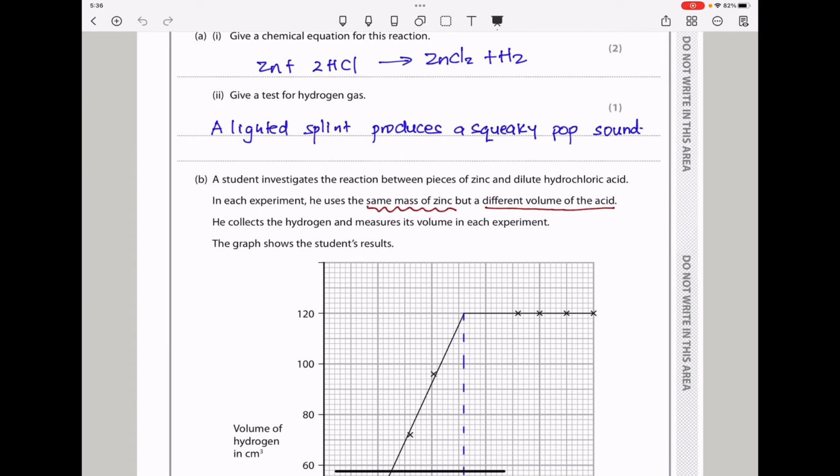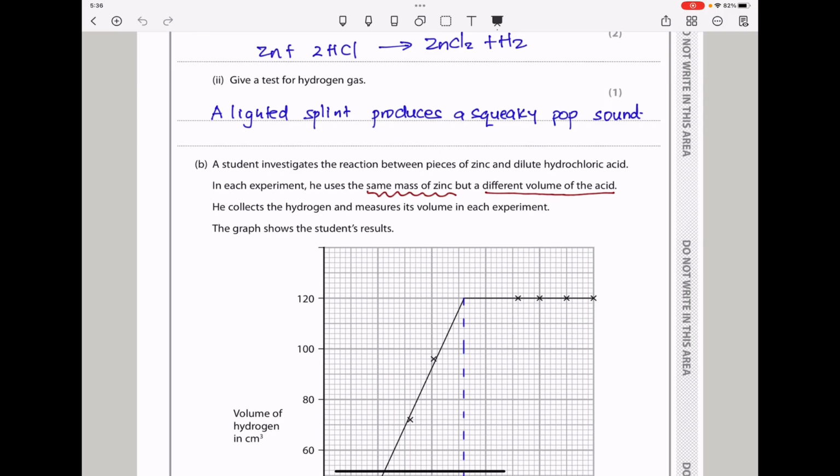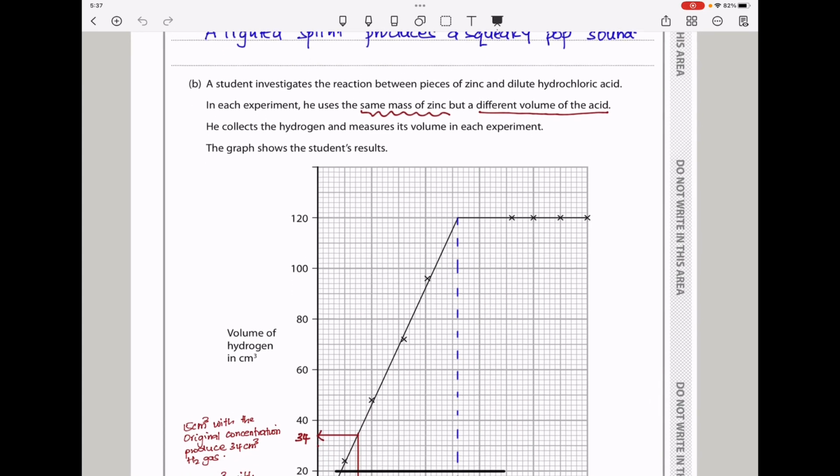Part B says, a student investigates the reaction between pieces of zinc and dilute hydrochloric acid. In each experiment, he uses the same mass of zinc, but a different volume of the acid. He collects the hydrogen and measures its volume in each experiment. The graph shows the student's results.